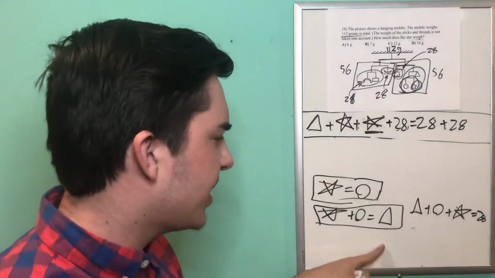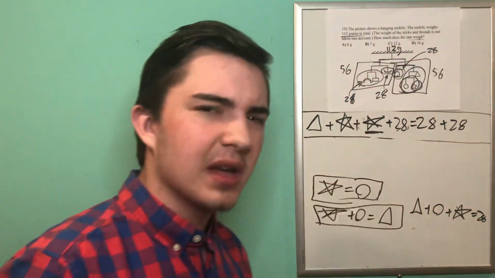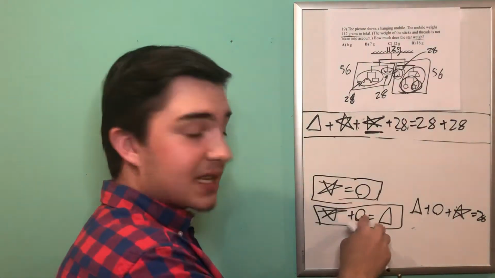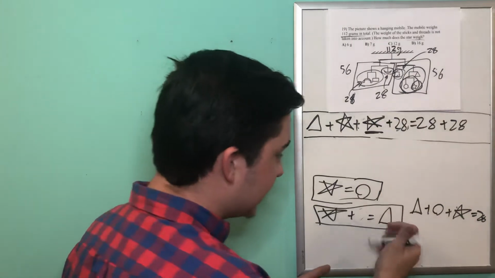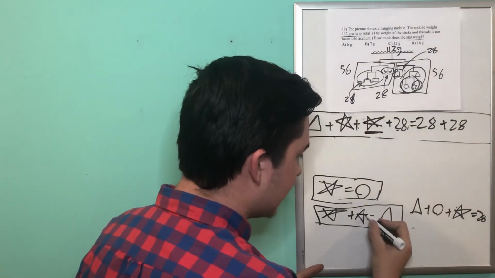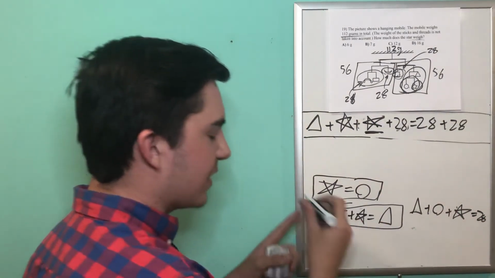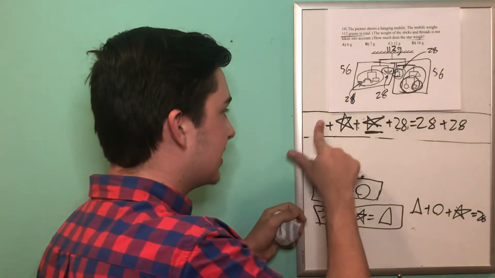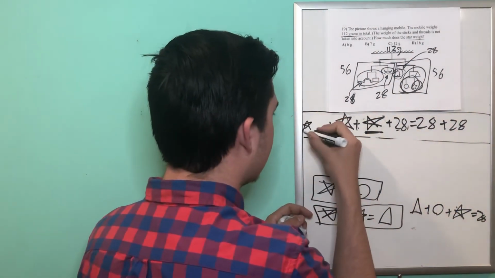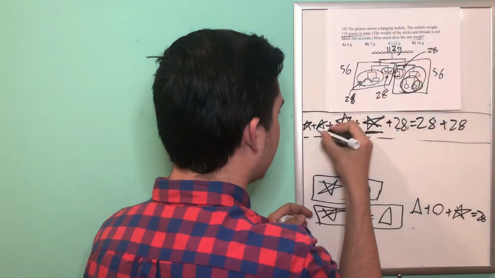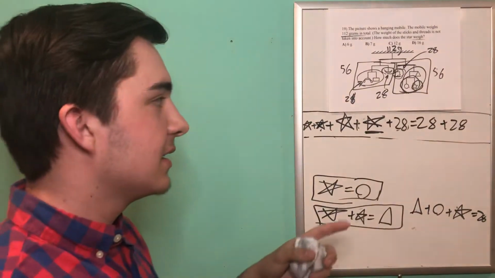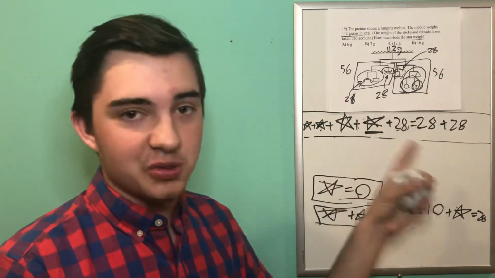Okay, this is where the tricky part is. What do I do with triangle? Well, we know circle is equal to star, right? So now let's get rid of this circle and change this circle into a star. Now we have star plus star is equal to triangle. So we can get rid of this triangle and add two stars. So star plus star plus star plus star plus 28 is equal to 28 plus 28, right?